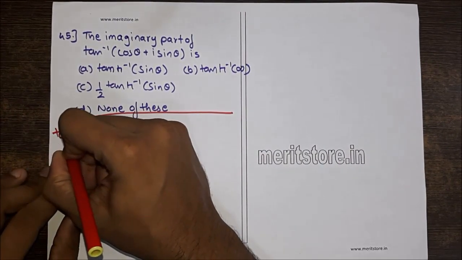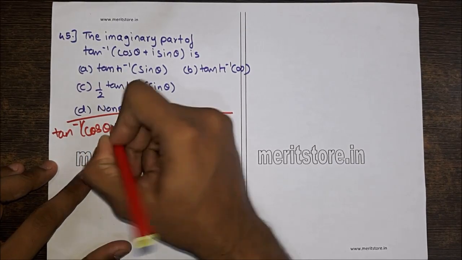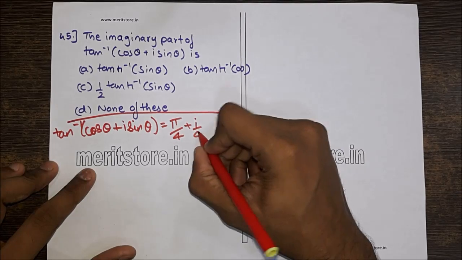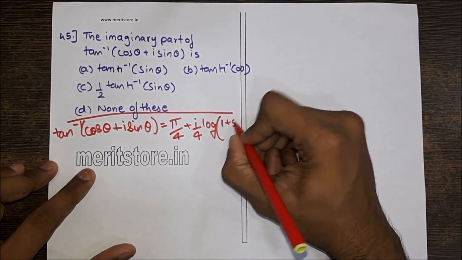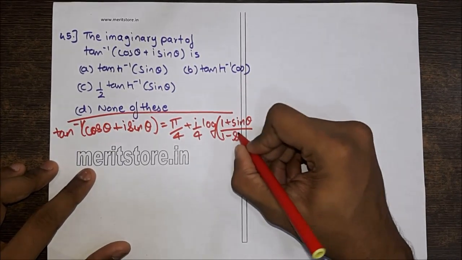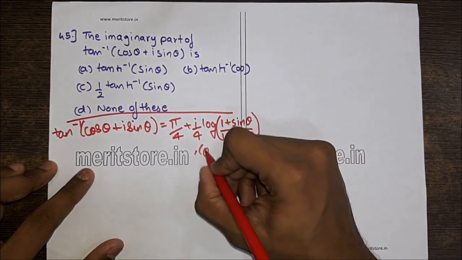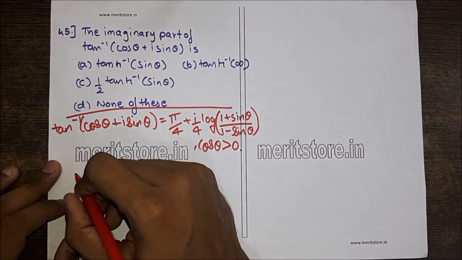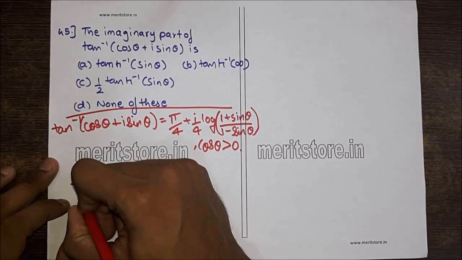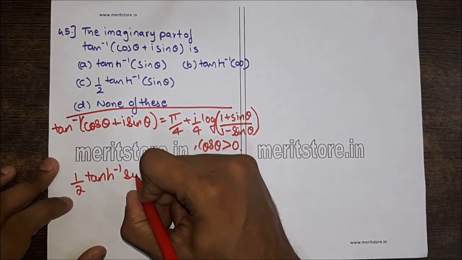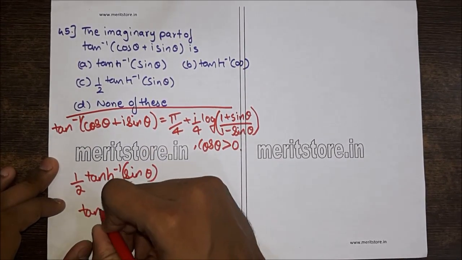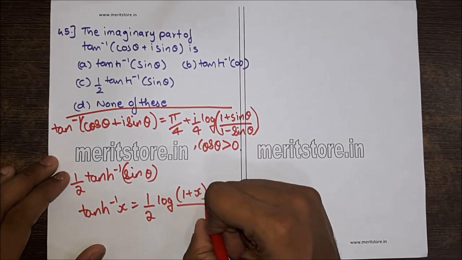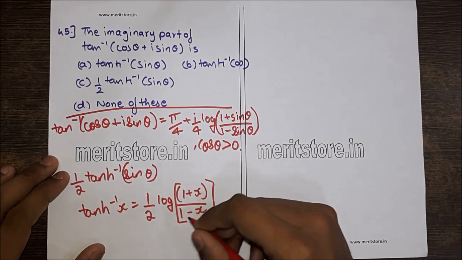We know that tan inverse of cos theta plus i sin theta is equal to pi by 4 plus i by 4 log of 1 plus sin theta upon 1 minus sin theta, where cos theta is greater than 0. Then the imaginary part of tan inverse of cos theta plus i sin theta would be 1 by 2 tan hyperbolic inverse of sin theta, as tan hyperbolic inverse of x is 1 by 2 log of 1 plus x upon 1 minus x, which is option C.